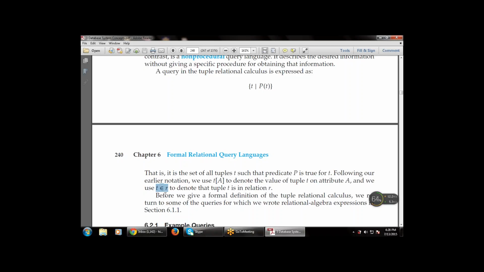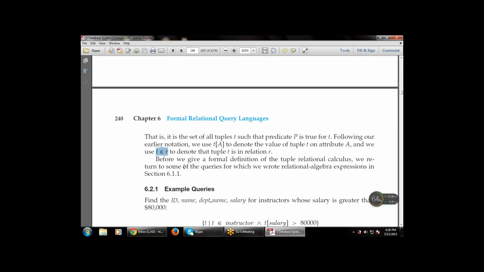Before we give a formal definition of the tuple relational calculus, we return to some of the queries for which we wrote relational algebra expressions in section 6.1.1. So before giving a formal definition of how to use the tuple relational calculus, we take some queries and write them in tuple relational calculus form.